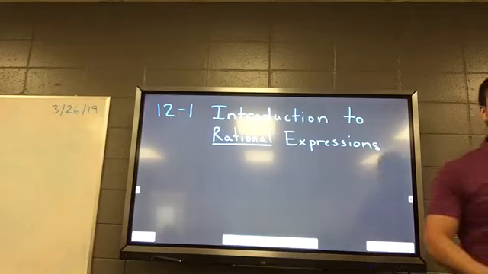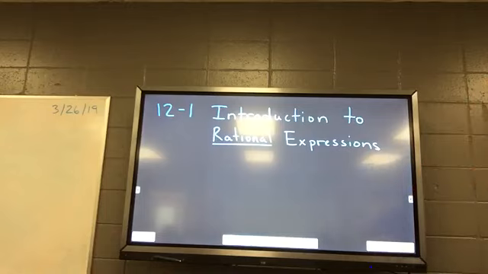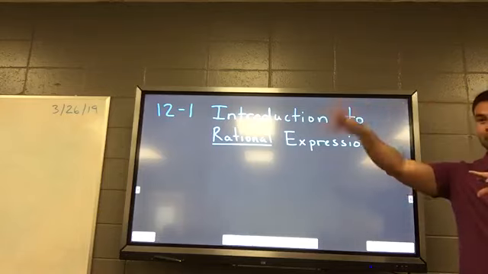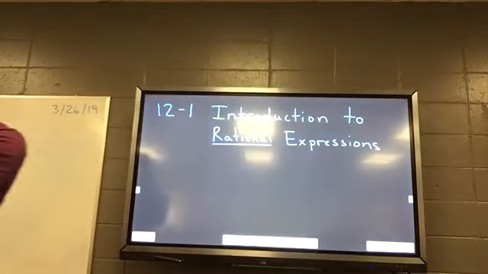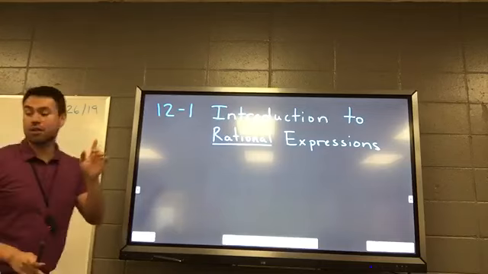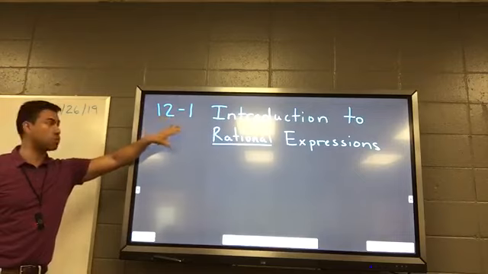A rational number is any number that can be written in the form a over b, where a and b are both integers and b cannot be 0. Do you remember that from the beginning of the year? A over b, they're both integers, and b cannot equal 0. That concept, which came from chapter number 1, is going to play an important part in chapter 12.